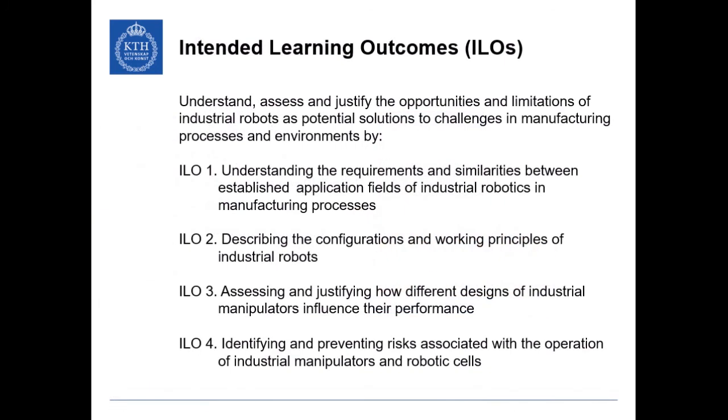So, just to quickly wrap up, today's lecture gives us the ability to understand, assess and justify the opportunities and limitations of industrial robots as potential solutions to challenges in manufacturing processes and environments by: 1. Understanding the requirements and similarities between established application fields of industrial robotics in manufacturing processes. 2. Describing the configurations and working principles of industrial robots. 3. Assessing and justifying how different designs of industrial manipulators influence their performance. And 4. Identifying and preventing risks associated with the operation of industrial manipulators and robotic cells.